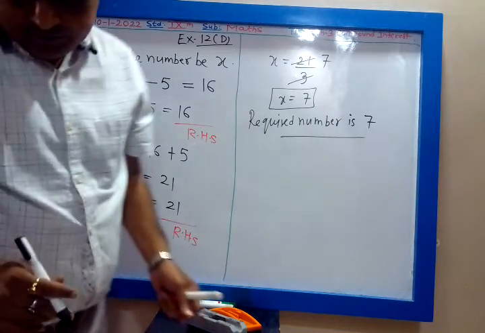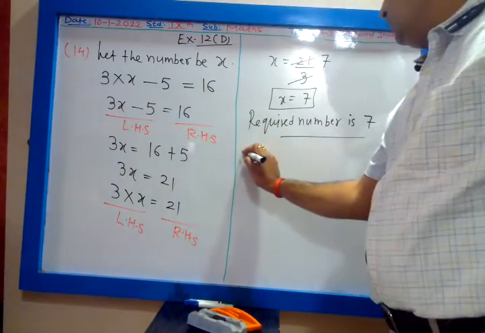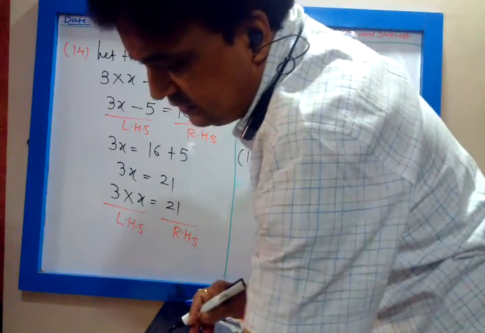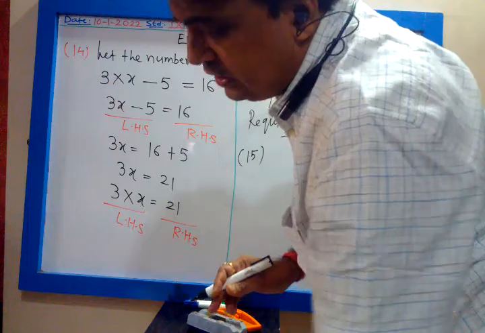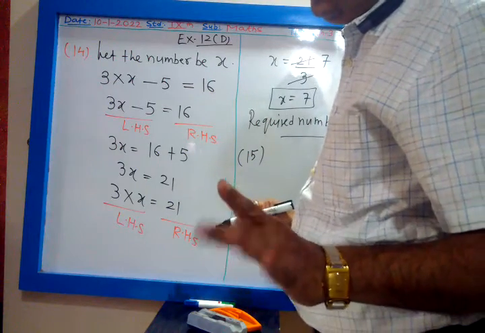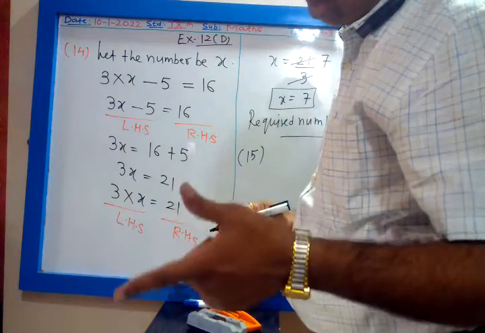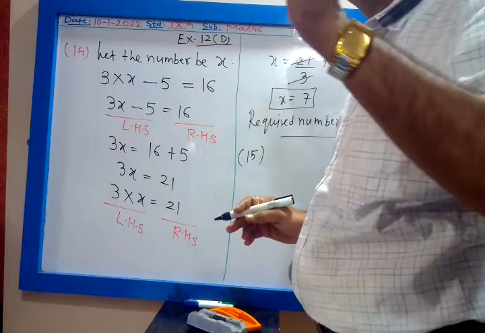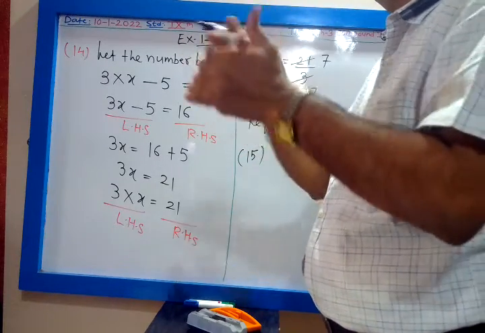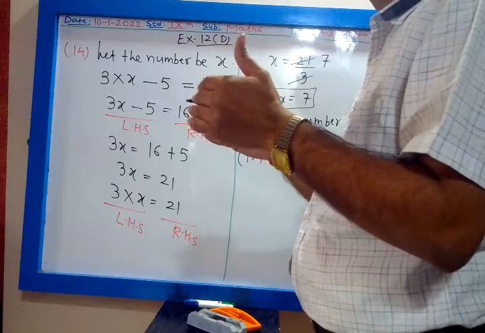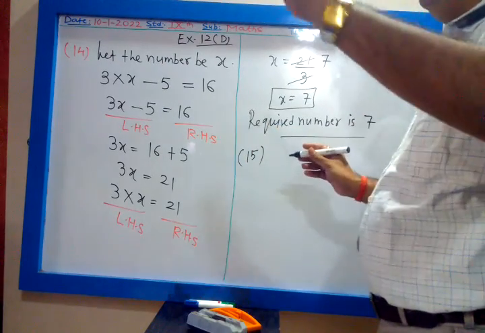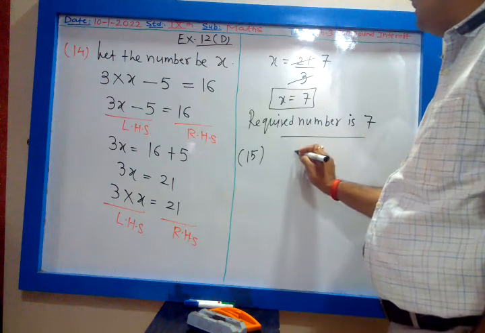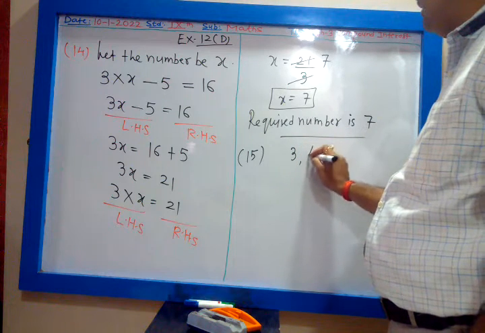Chalo, let us start 15th. What is given in 15th? Find the three consecutive natural numbers such that the sum of the first and the second is 15 more than the third. So three consecutive natural numbers. You tell me how you will find three consecutive natural numbers. Yes. So let us take three consecutive natural numbers, for example 3, 4, 5.